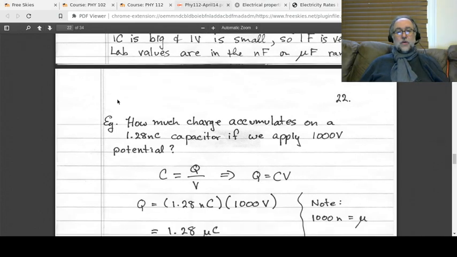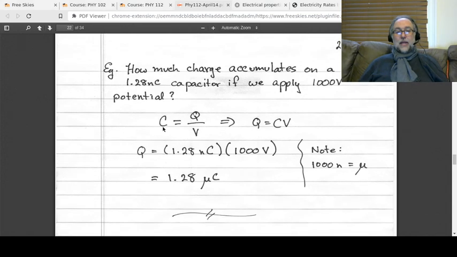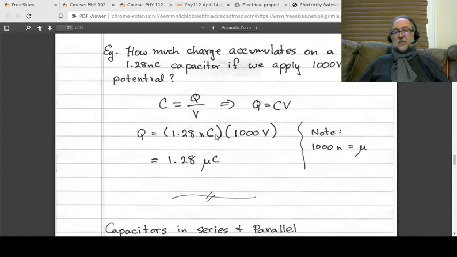Let's continue here and finish off this topic. So how much charge accumulates on that 1.28 nanofarad capacitor? I'm sorry, guys. I put a C there. That should have been an F. So this is a 1.28 nanofarad capacitor, and we're going to apply 1,000 volts to it. How much charge is accumulated? And I really blew it here, guys. I put the C there again. That should be nanofarads.